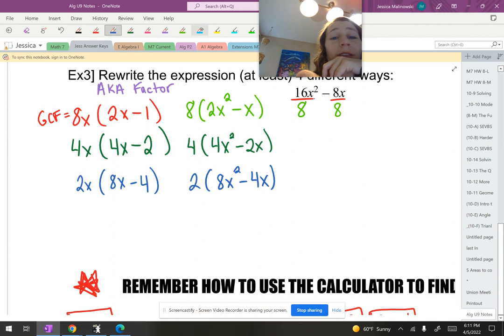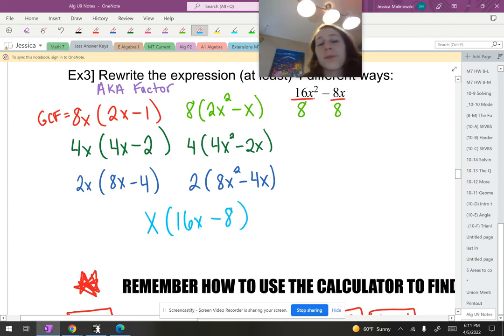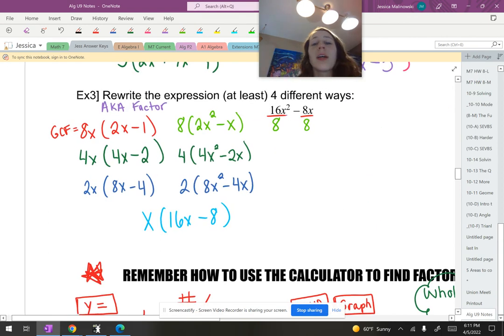And there's one other one that I could just do. And that would be taking out just a plain old x, leaving me with 16x minus 8. So there you go.